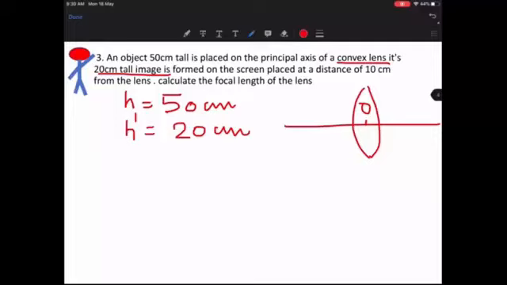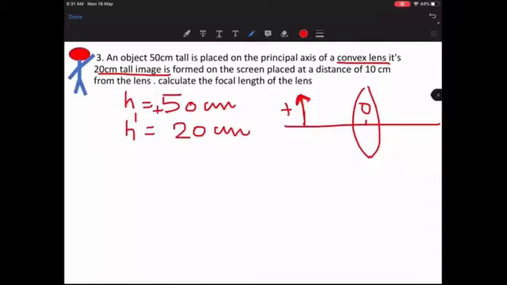Whenever you write any numbers, any value, just ask yourself, is it going to be positive or is it going to be negative? So first of all, we have the height of the object. It is 50 centimeters, which means the object generally we place like this, on the left hand side. And what is the height? Height is in the upward direction, so it has to be positive. So it is positive 50, which is okay.